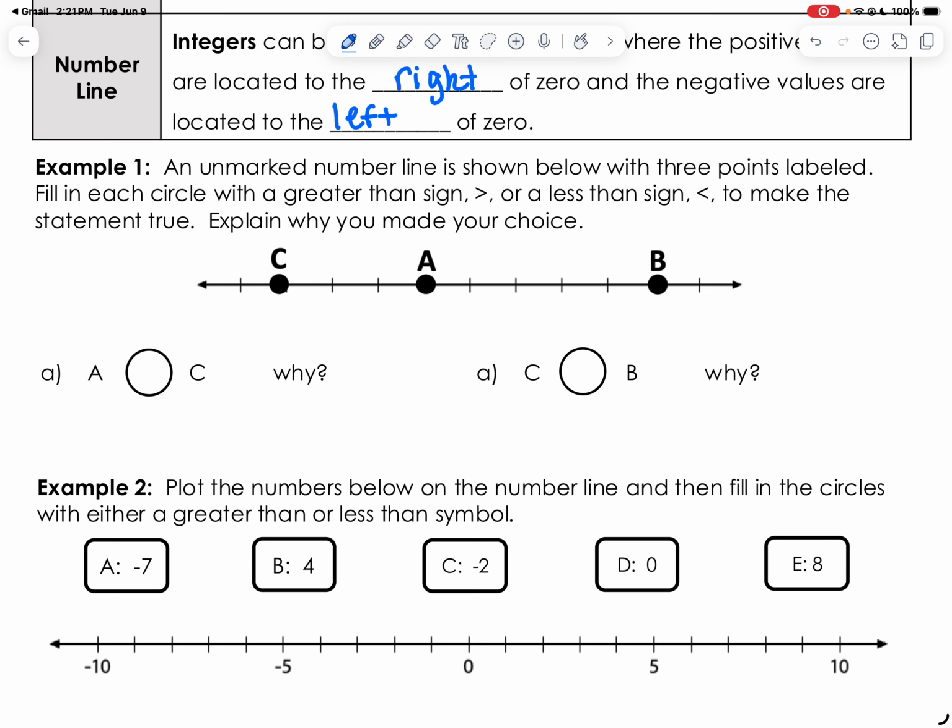So we're comparing point A to point C. So point A is right here, and point C is right here. So because point A is to the right of point C, then we would say that point A is greater than C. Now for the why, we would say it's greater than point C because point A lies to the right of point C.